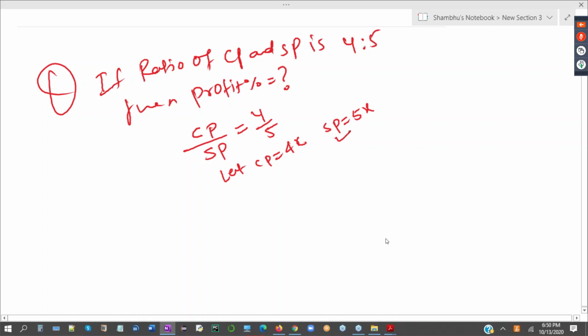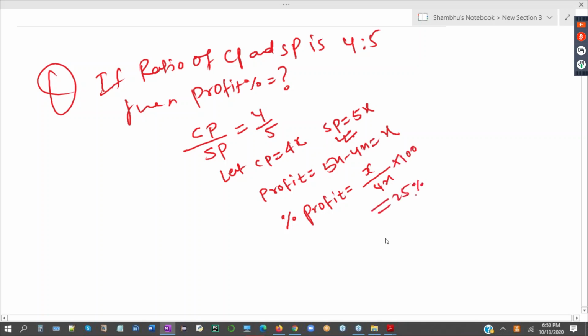Yes, you can say that SP is bigger value, so there is a profit, and profit is SP minus CP, 5x minus 4x, that is x. And next you can calculate percent profit. Percent profit is profit divided by CP into 100. And so you will say it is 25%. And one next question I will ask on this pattern, and then I will give you some good questions which are expected.